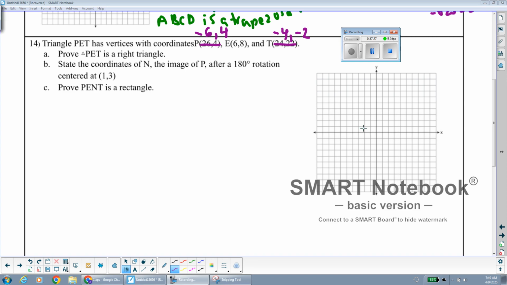1, 2, 3, 4, 5, 6. 1, 2, 3, 4. 1, 2, 3, 4, 5, 6. 1, 2, 3, 4, 5, 6, 7, 8. 1, 2, 3, 4, 1, 2.